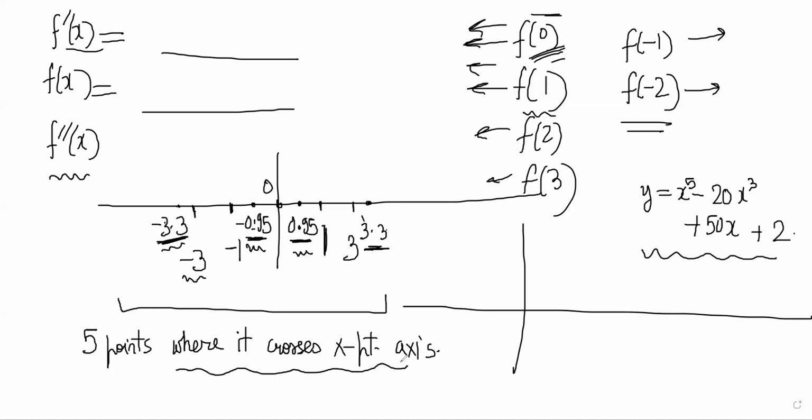F of 0 is positive, f of 1 is also positive, f of 2 is negative, f of 3 is negative. You have to find also whether these points are maxima, minima, so that you can join them properly. So do it yourself. I will move on to the next one. Answer is 5 for the previous one.